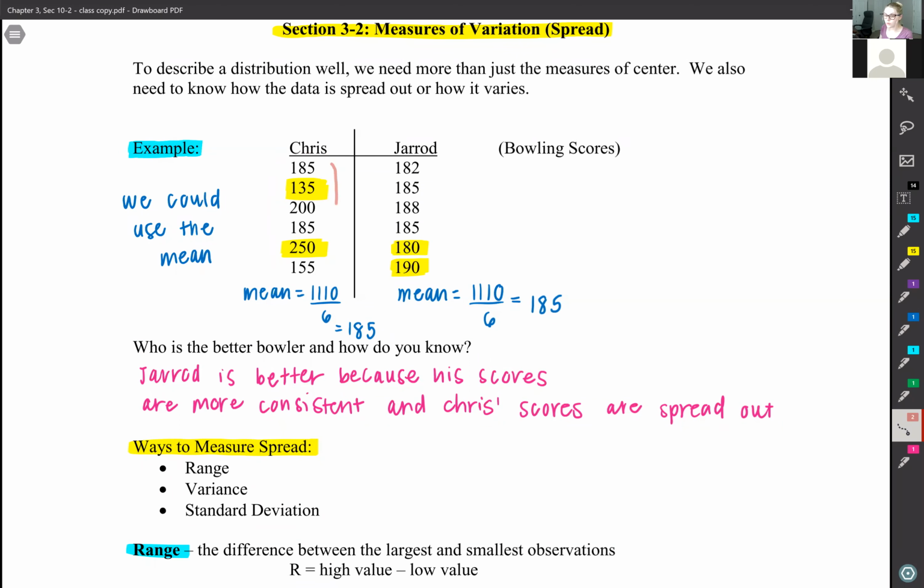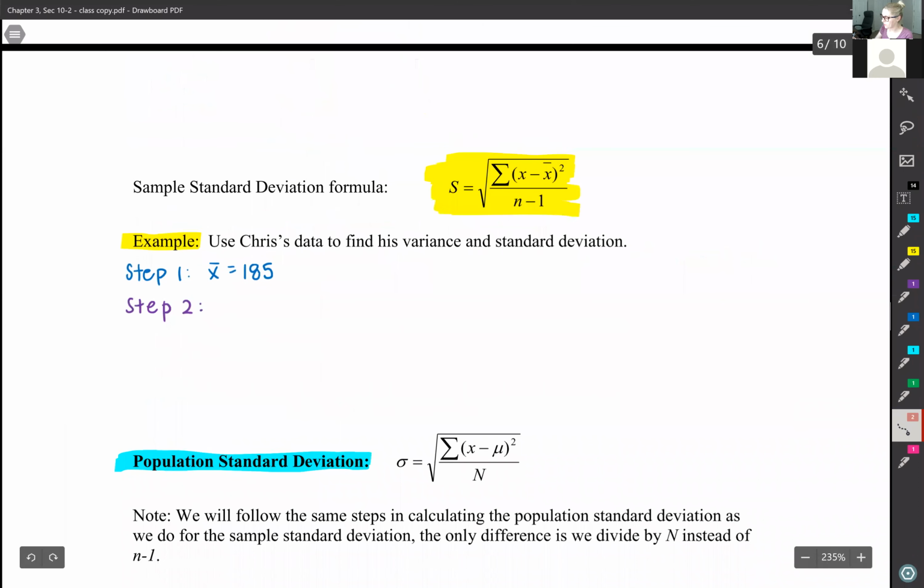So first I'm going to start with 185 because that's his first score. So I have 185, and then I'm going to subtract the mean from it, but in our case, the mean is also 185. So that's just 0. Okay, well, his next score on the chart is 135. So I'm going to subtract the mean from this one. So 135 minus 185. That's going to be a negative number, but that's okay. That's going to be negative 50.